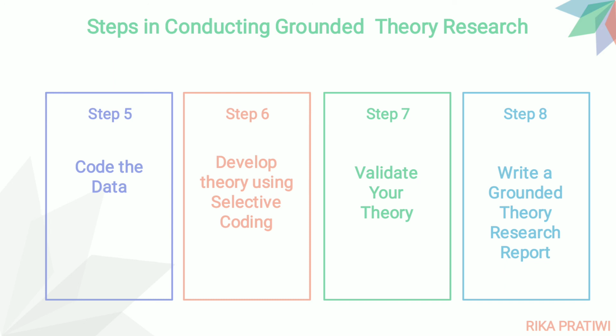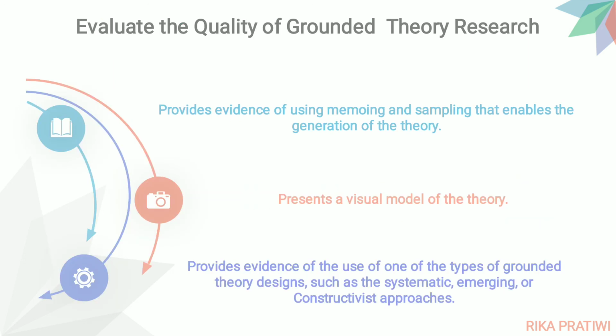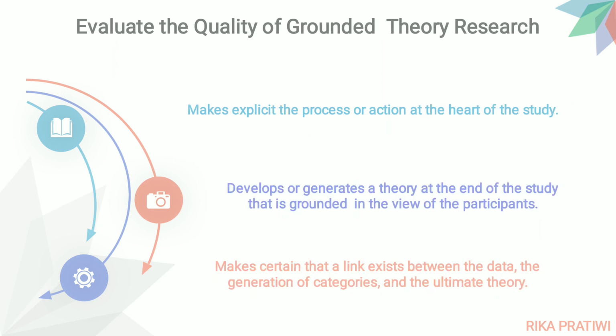Step 7 is validate your theory. It's like comparing it with existing processes found in the literature. And the last step is write a grounded theory research report. Okay, and this is the last part of the grounded theory design.